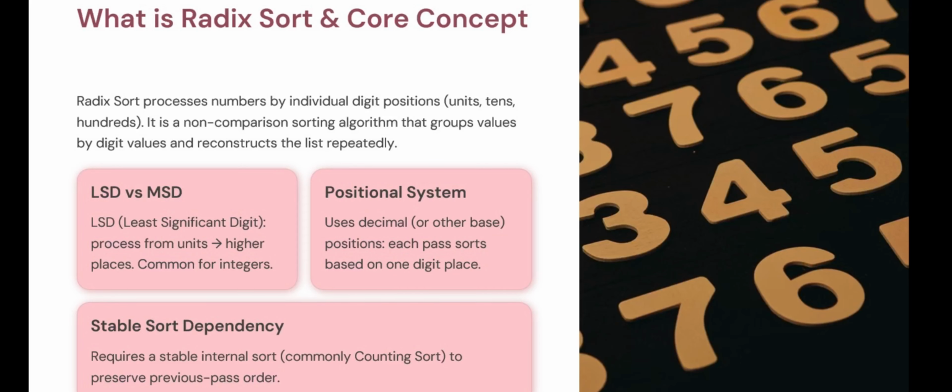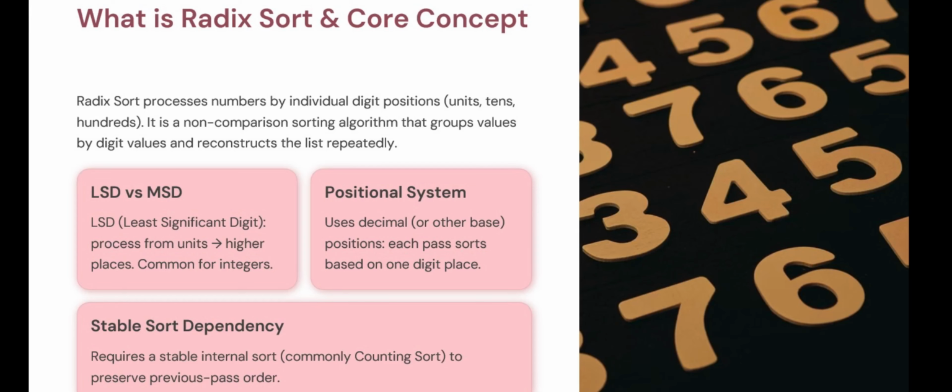One critical dependency: Radix sort must use a stable internal sort at each pass. Stability means that when two numbers have the same digit at the current position, their previous ordering is preserved. The most common choice is counting sort. Without stability, the results from earlier passes would be destroyed.